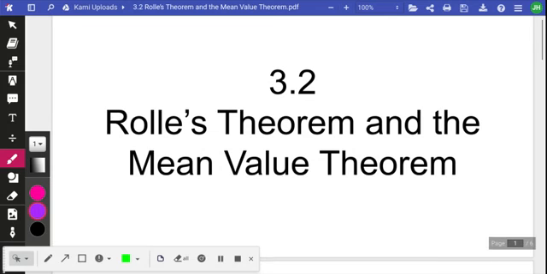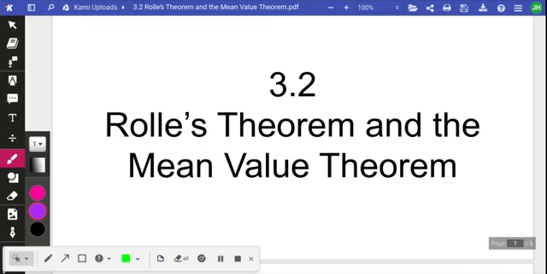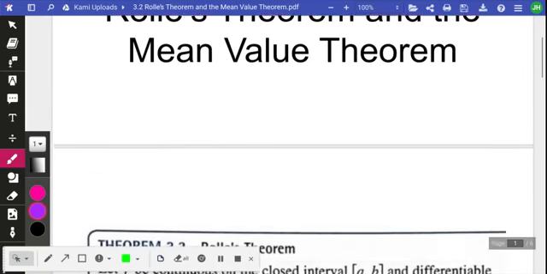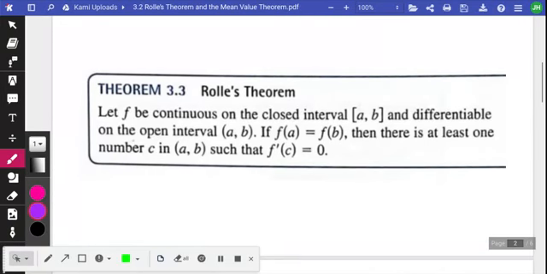So we are doing 3.2 Rolle's theorem and the mean value theorem. So we'll start off with Rolle's theorem. Rolle's theorem says let f be continuous on a closed interval [a, b] and differentiable on the open interval (a, b). Closed interval meaning the endpoints are included, open interval means they're not included. So that means if the endpoints aren't differentiable, that's okay. It's as long as it's differentiable in between.